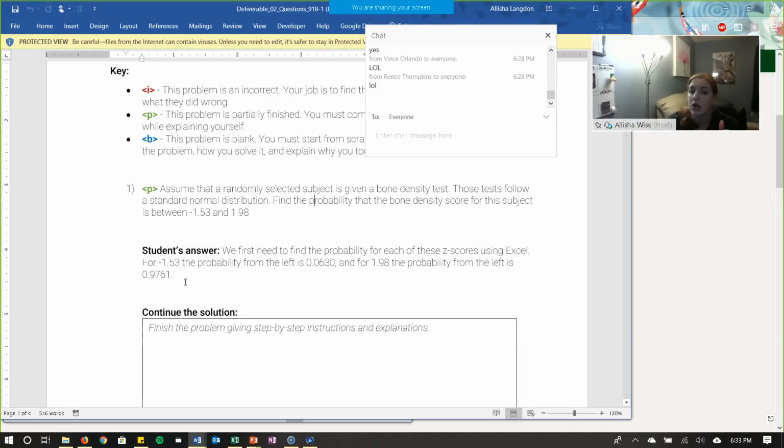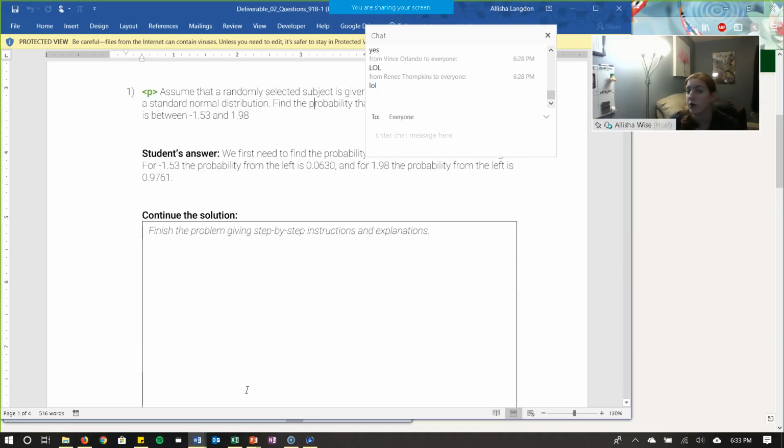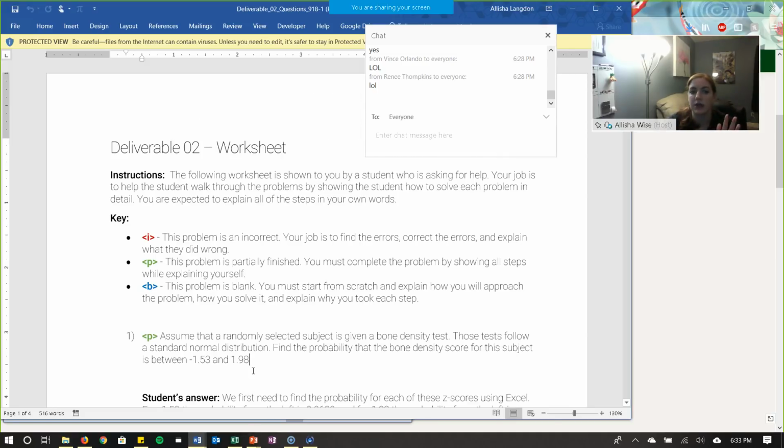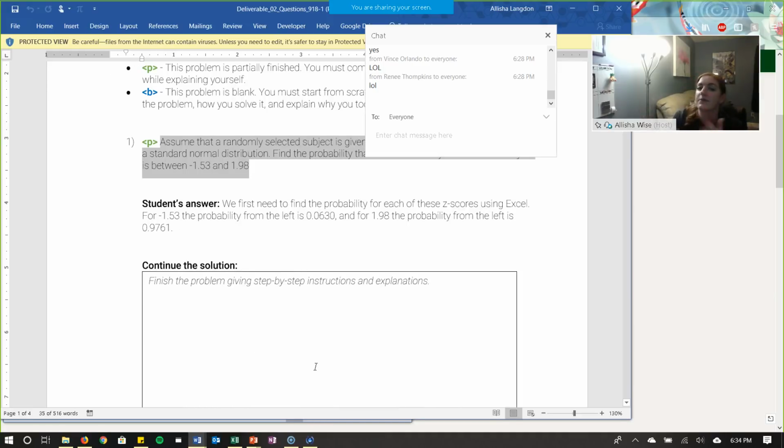And the student started to answer it, but you need to work through it. If you want to, just answer this question like you normally would. Okay? Just answer it here. Go through the steps on what you would do to solve it. You don't really need to take the student's answer if you don't want to. Be like, I have an easier way of doing this, and just go through and explain how to do it.